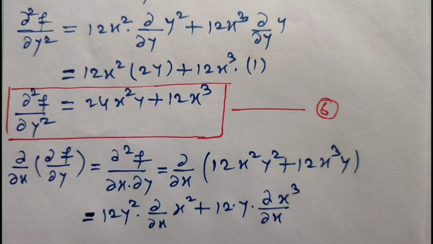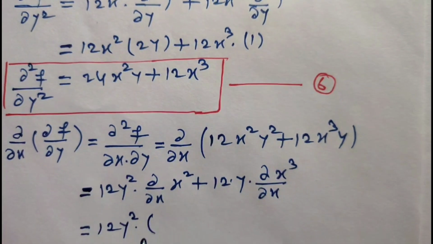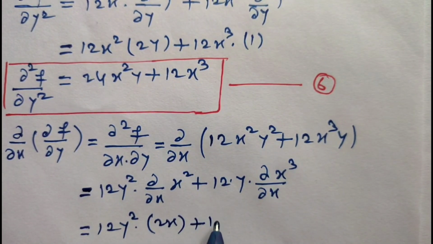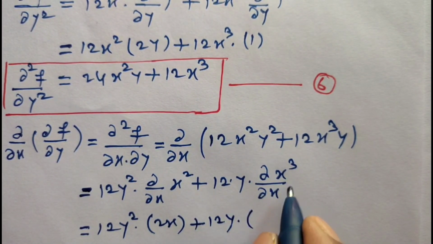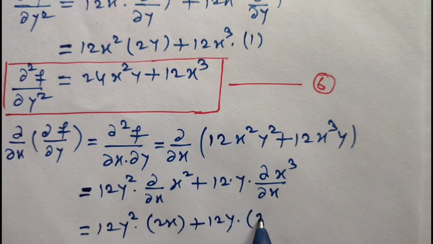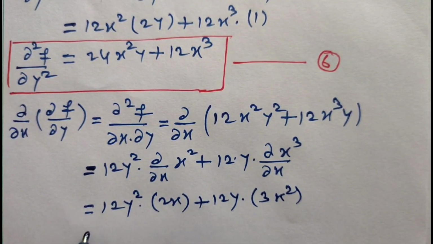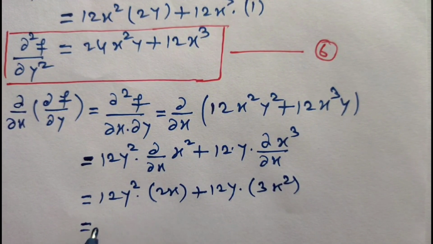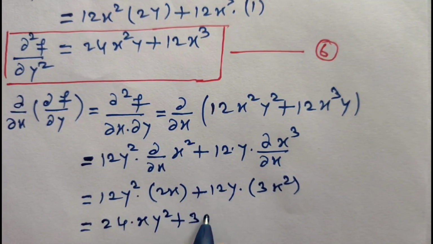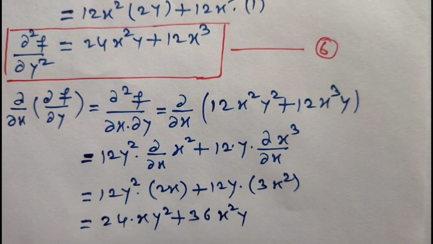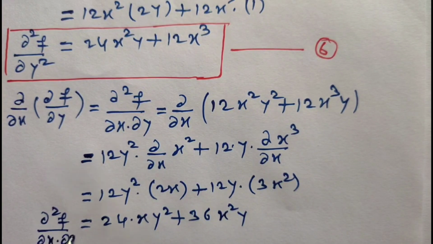Now this is equal to 12 times y square into the partial derivative of x square, which is 2x, plus 12 times y. The partial derivative of x cube with respect to x is 3x square. Simplify this. This is equal to 12 into 2, 24 times xy square plus 36 times x square y, and this is ∂²f/∂x∂y, which is result number 7.